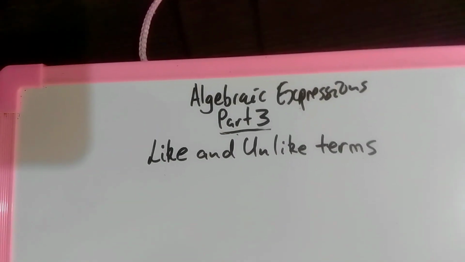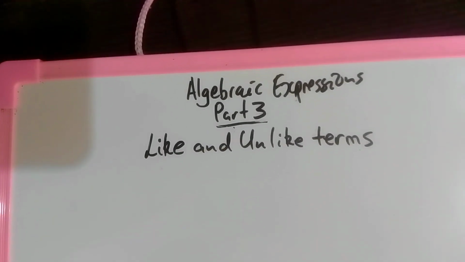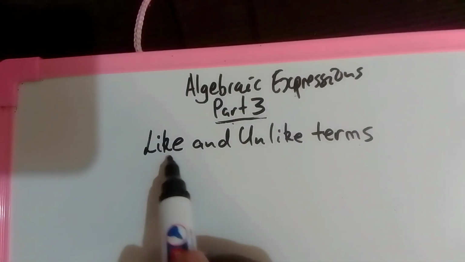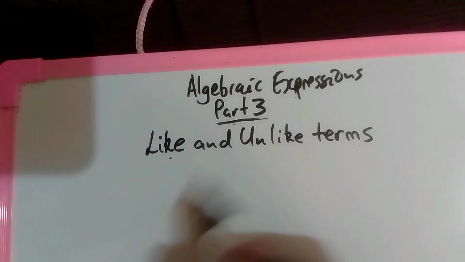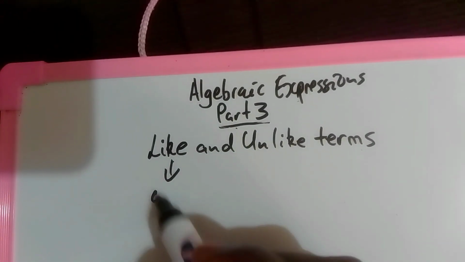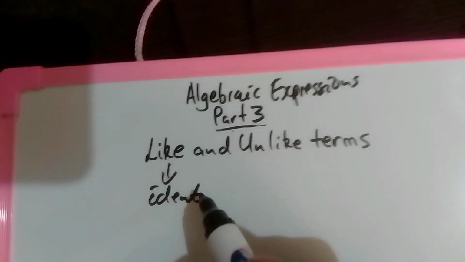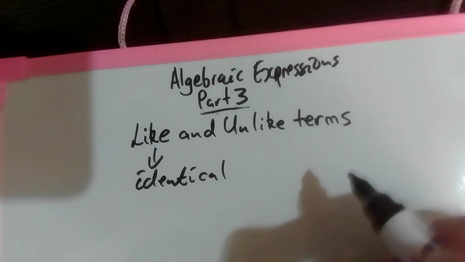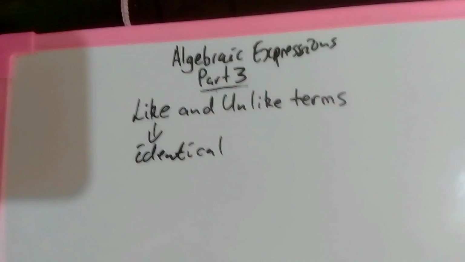Alright, welcome to the last part of the algebraic expressions. Now, what we're going to deal with today is like and unlike terms. So when we talk about like terms, we are talking about terms that are identical. Right? Identical terms. What do we mean by that?